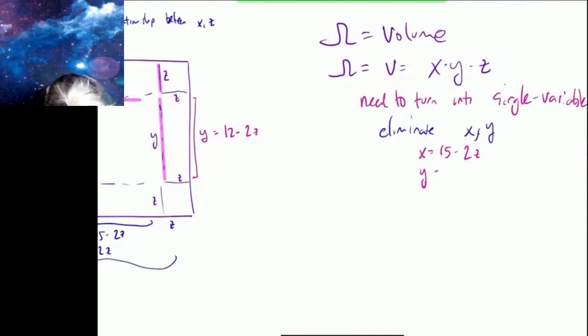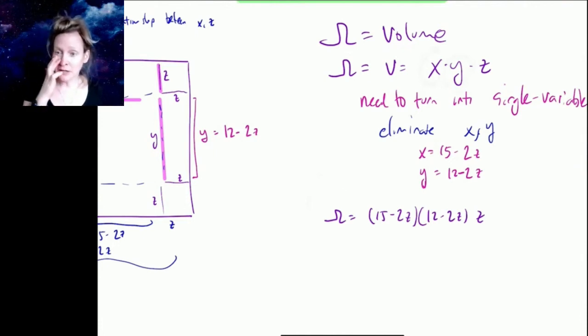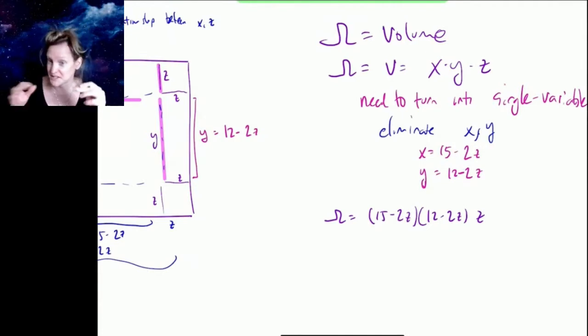Y equals 12 minus 2 times z. Okay, so we're going to put those in for both of those two variables there, and we'll rewrite omega equals x times y times z. And now we've got a single variable optimization function. Let's go ahead and rewrite it by distributing things through, and then I'd like to sketch it to get an idea for where my critical points should be before I compute them.